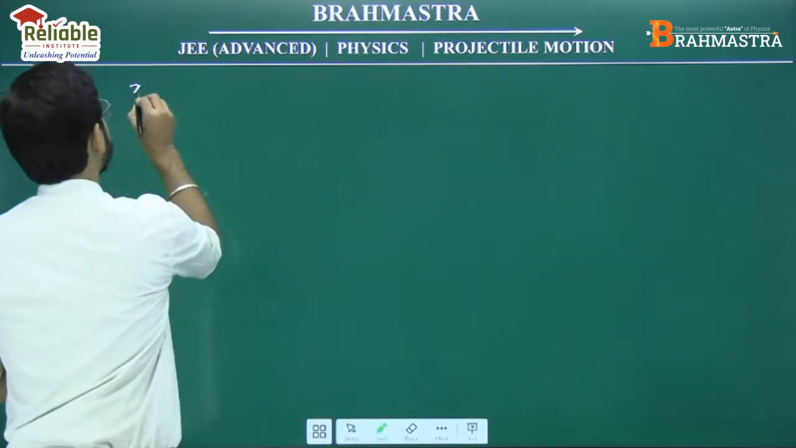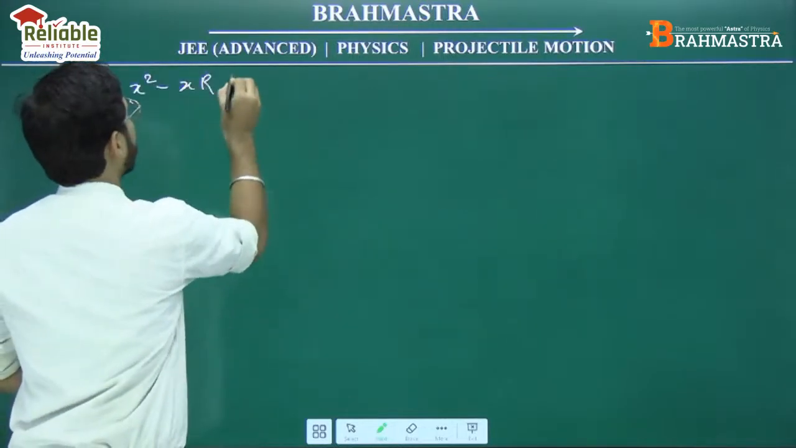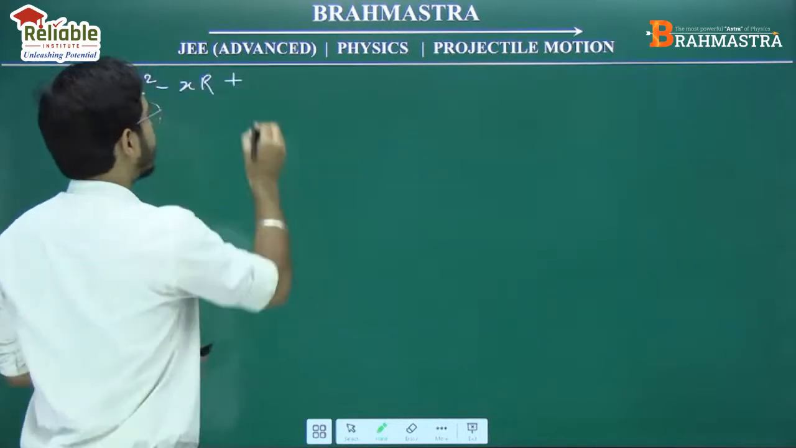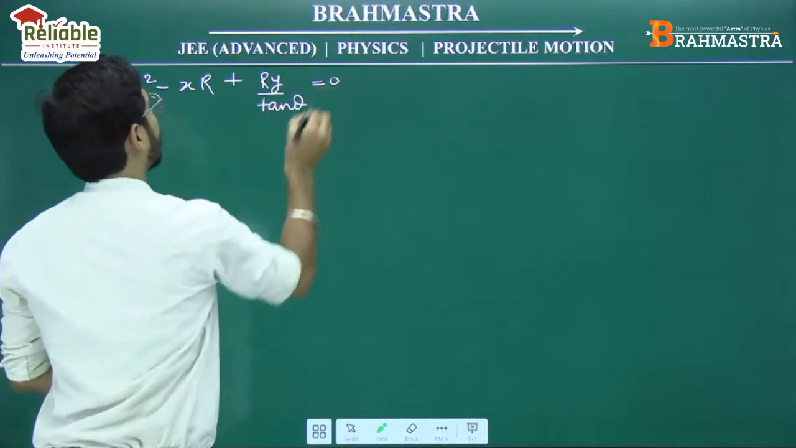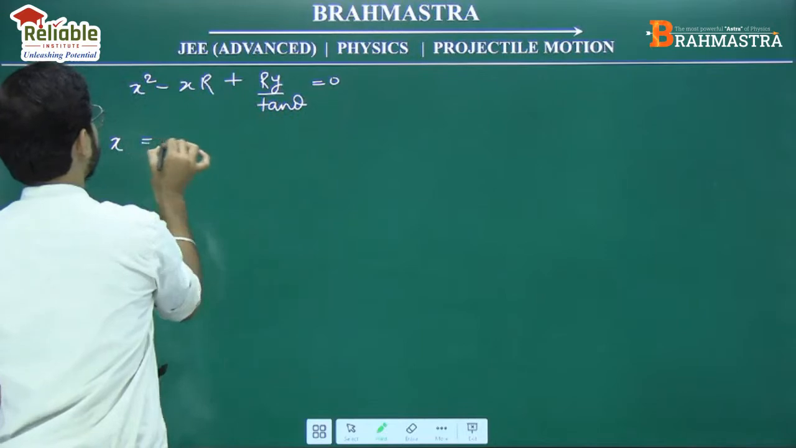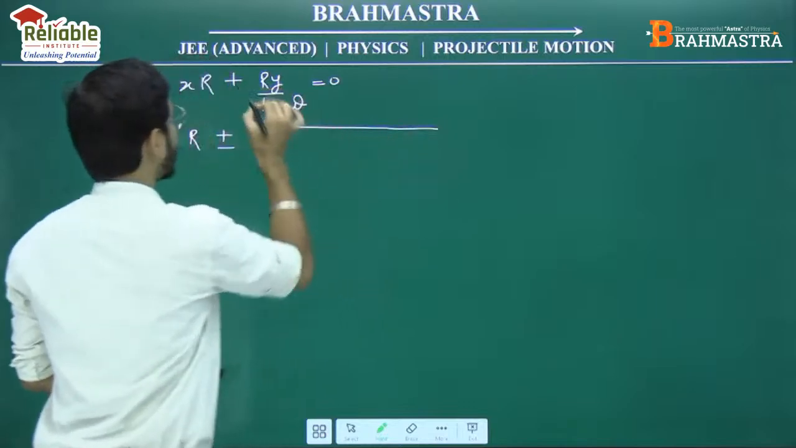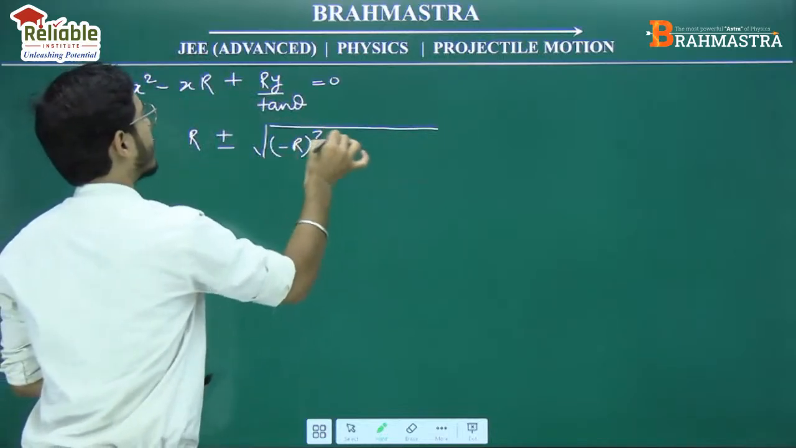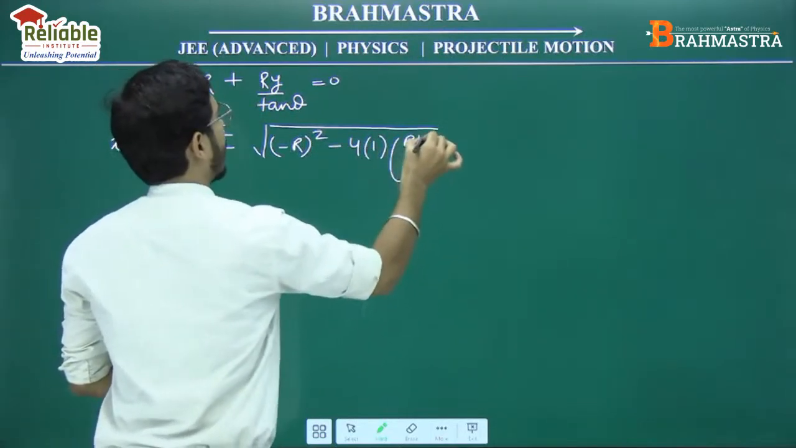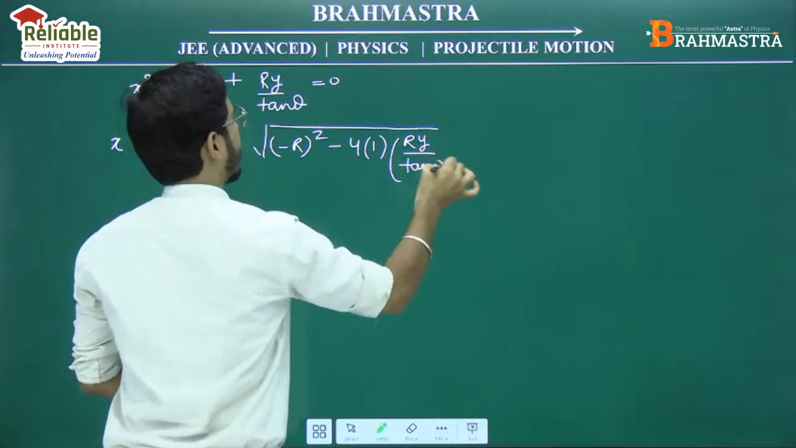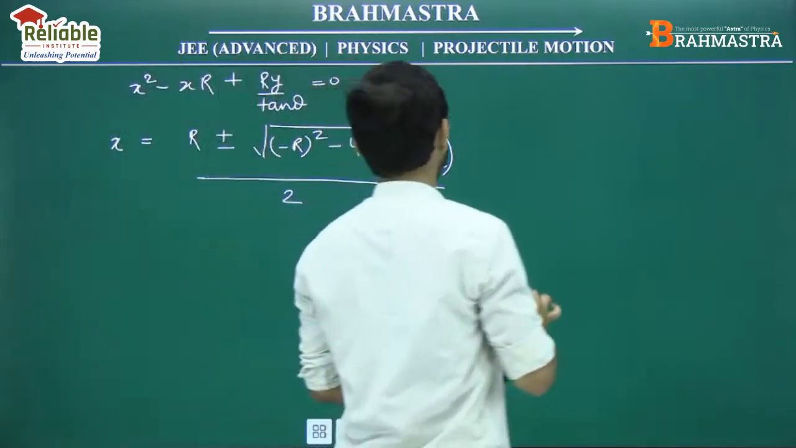So the quadratic equation is basically x square minus xr plus ry over tan theta equal to 0. Let's solve this. The solution is going to be minus b, that is r, plus minus under root b square, that is square of minus r, minus 4, a is 1, and then there is c, ry over tan theta, divided by 2a. Fine. These are the roots.